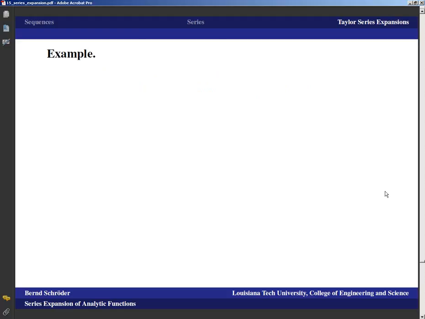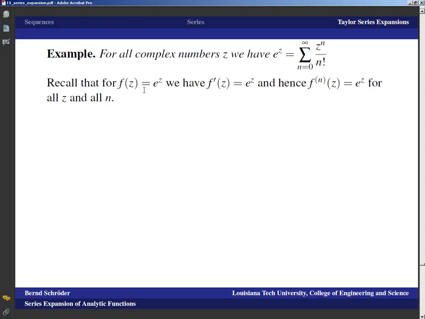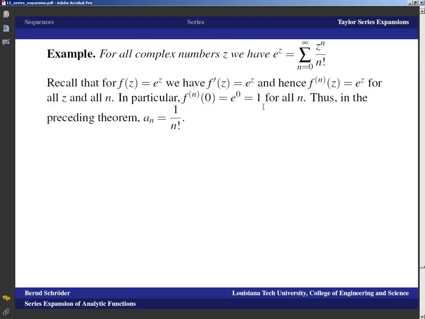Let's take a look at some examples. For example, for every complex number z, we have that e to the z is the sum n equals 0 to infinity of z to the n over n factorial. Basically, for f of z equals e to the z, we have that the derivative is equal to e to the z. That means all derivatives are equal to e to the z, and that means the nth derivative at 0 is 1 for all n, and that means the a sub n are 1 over n factorial.